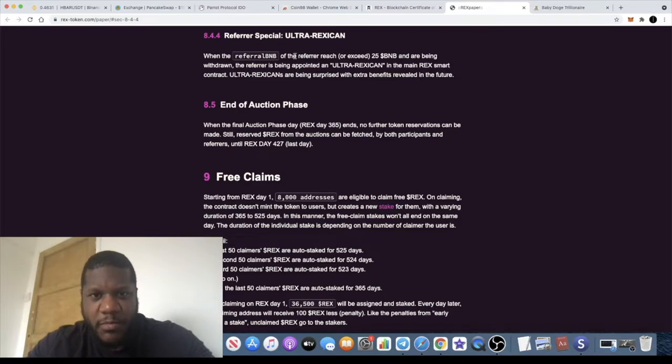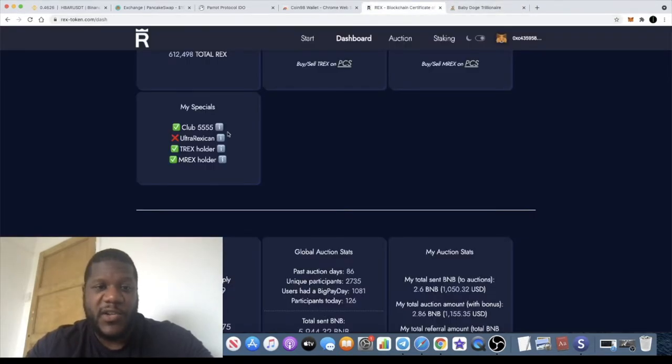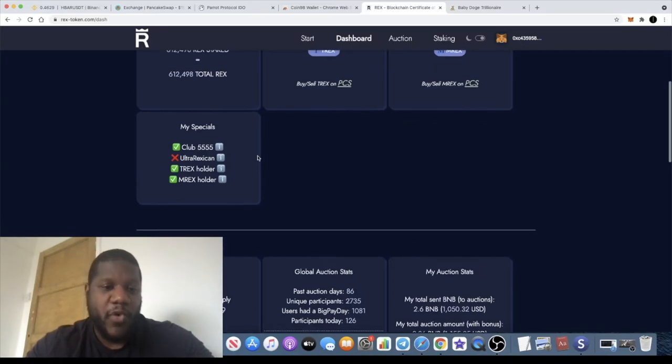When the referral BNB of the referrer exceeds 25 BNB and is withdrawn, the referrer is appointed an Ultra Rexican. In the main REX smart contract, Ultra Rexicans are being surprised with extra benefits revealed in the future. So it's not doing anything for you at the moment, but if I do manage to achieve the Ultra Rexican status, that's going to allow me to get more benefits later.